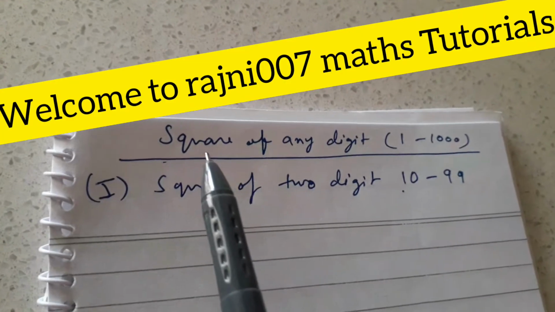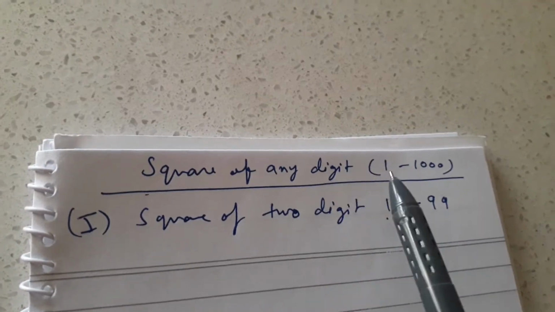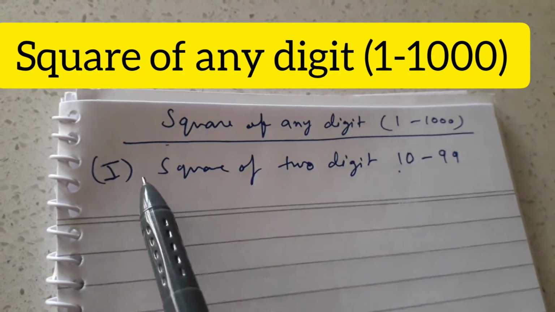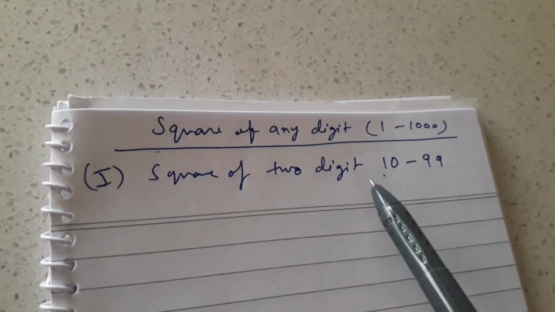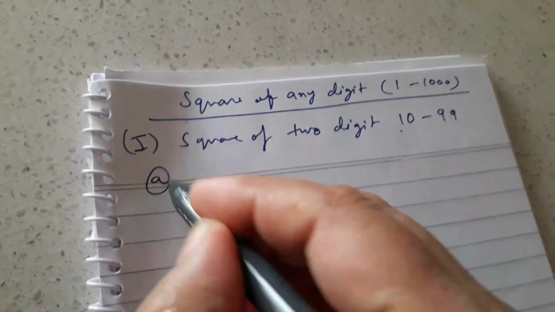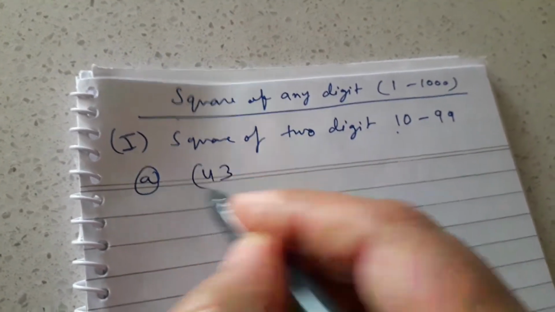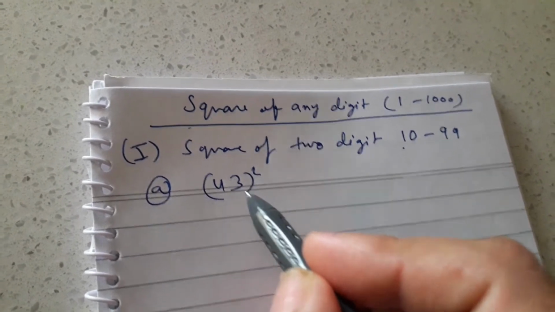Today my topic is the square of any number between 1 to 1000. First, I'm going to give you a trick for the square of any two-digit number which lies between 10 to 99. Let's take the example 43. We have to find the square of 43. What is the trick for that?